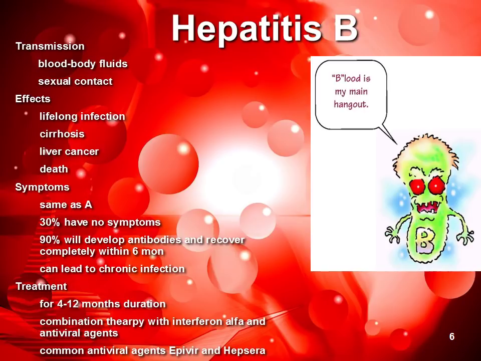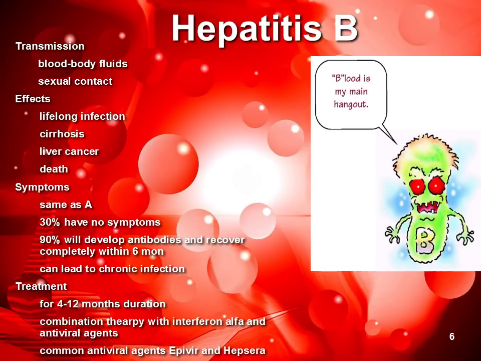Hepatitis B. This form was once known as serum hepatitis because it is primarily a blood-borne pathogen. It has been isolated from virtually every body fluid and tissue. It is transmitted when blood or body fluids from an infected person enter the broken skin or mucous membranes of someone who isn't immune to hepatitis B.